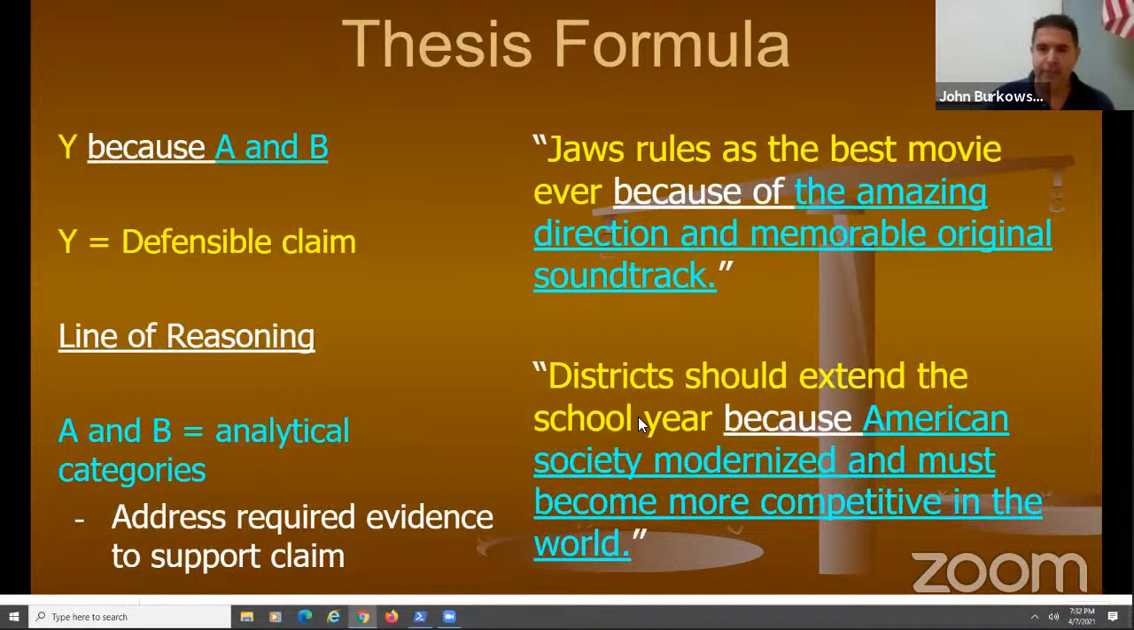But remember, because American society is modernized, you get into that and talk about what it is about modernized American society that would extend the school year. And then, of course, because the country must become more competitive in the world. Ooh, we've got to talk about that and explain why this is why we should extend the school year. So do you notice a pattern? Claim, but then the word because.